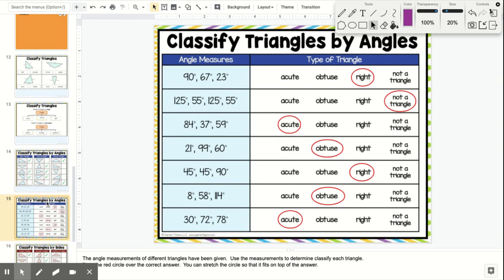Next slide, this is the correct placement of the red circles. So quickly going through this, 90 degrees. Right there, I know that it's going to be a right triangle. Okay, I don't even need to look at the other two measurements.